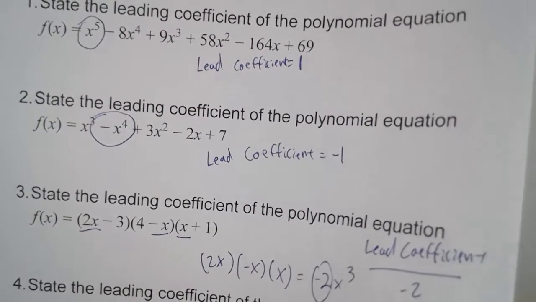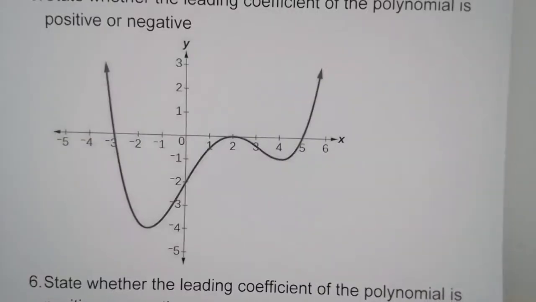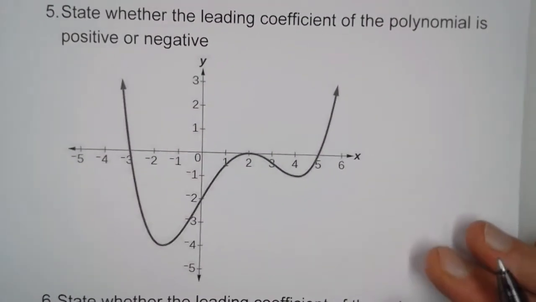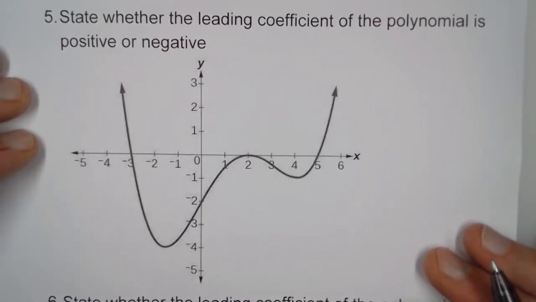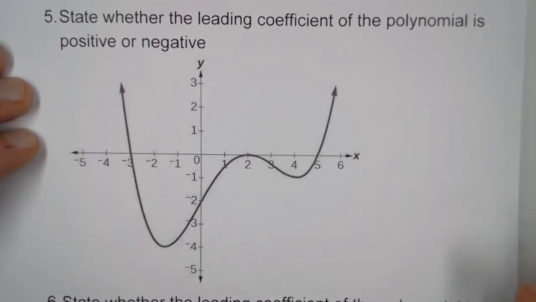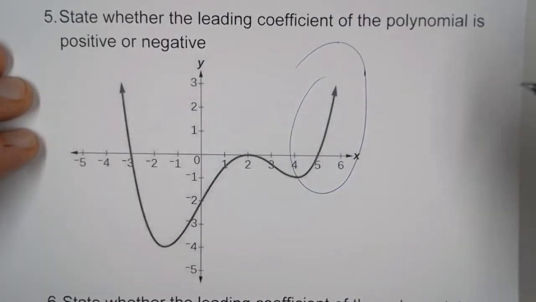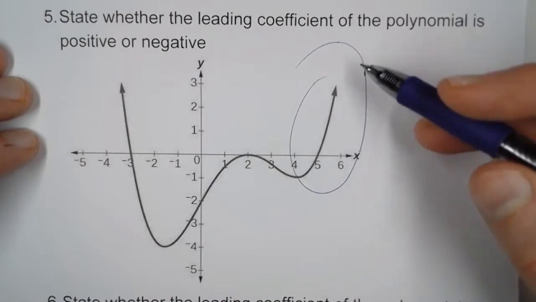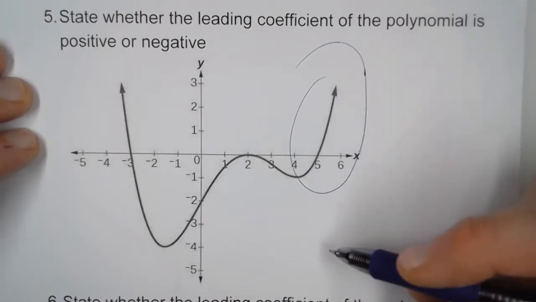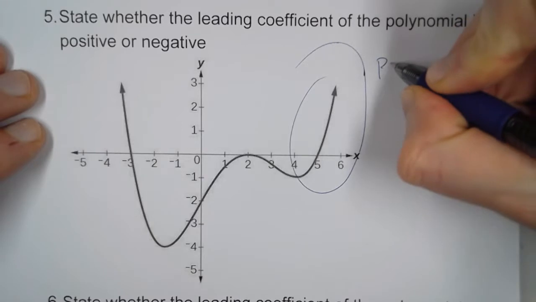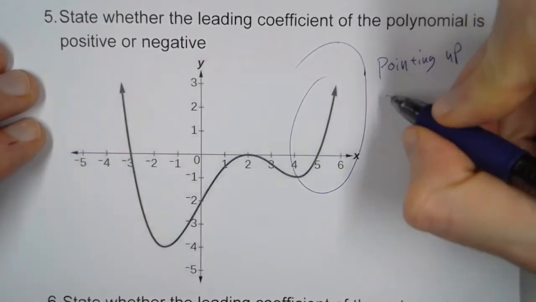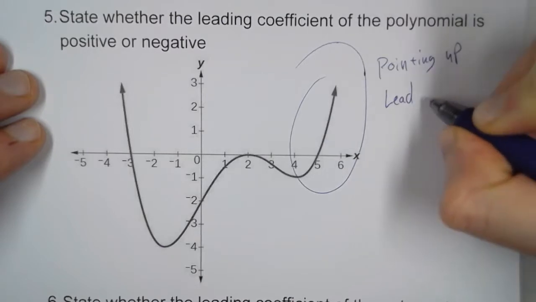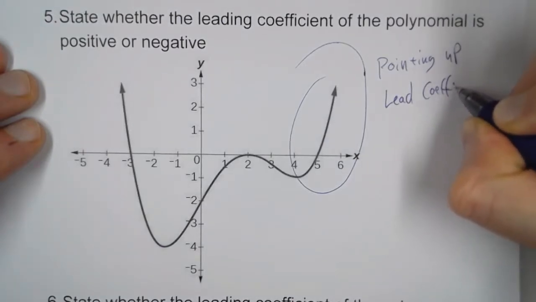Now looking at graphs, you can't actually tell what the number is, but what you are able to do is tell whether the leading coefficient is positive or negative. How do you do that? The way you can tell is by looking at the right-hand side of the graph. Is it pointing up or is it pointing down? So in this case, it's pointing up. So that means the leading coefficient is positive.